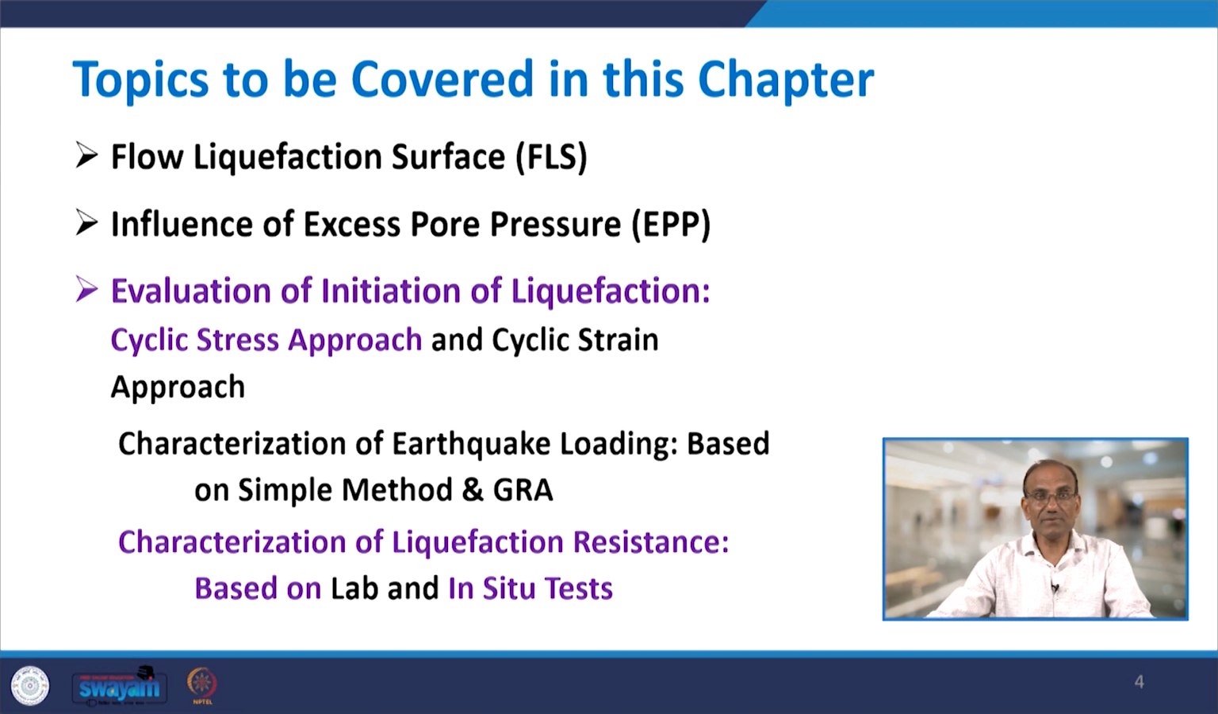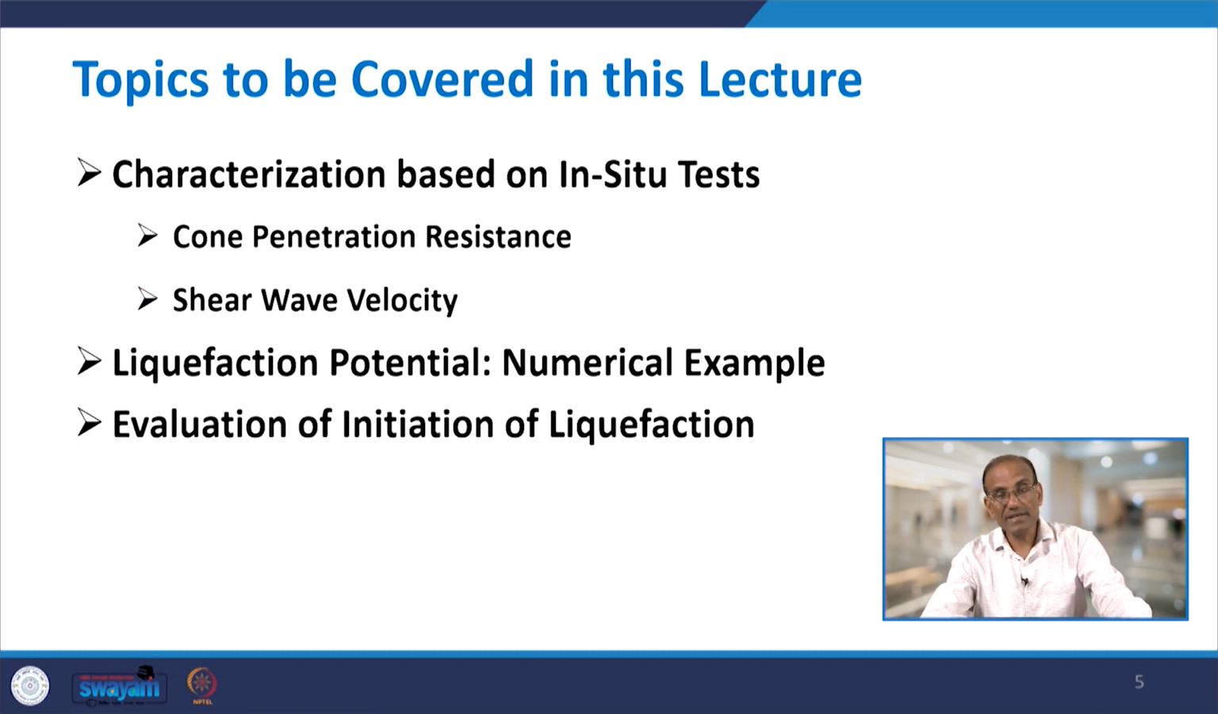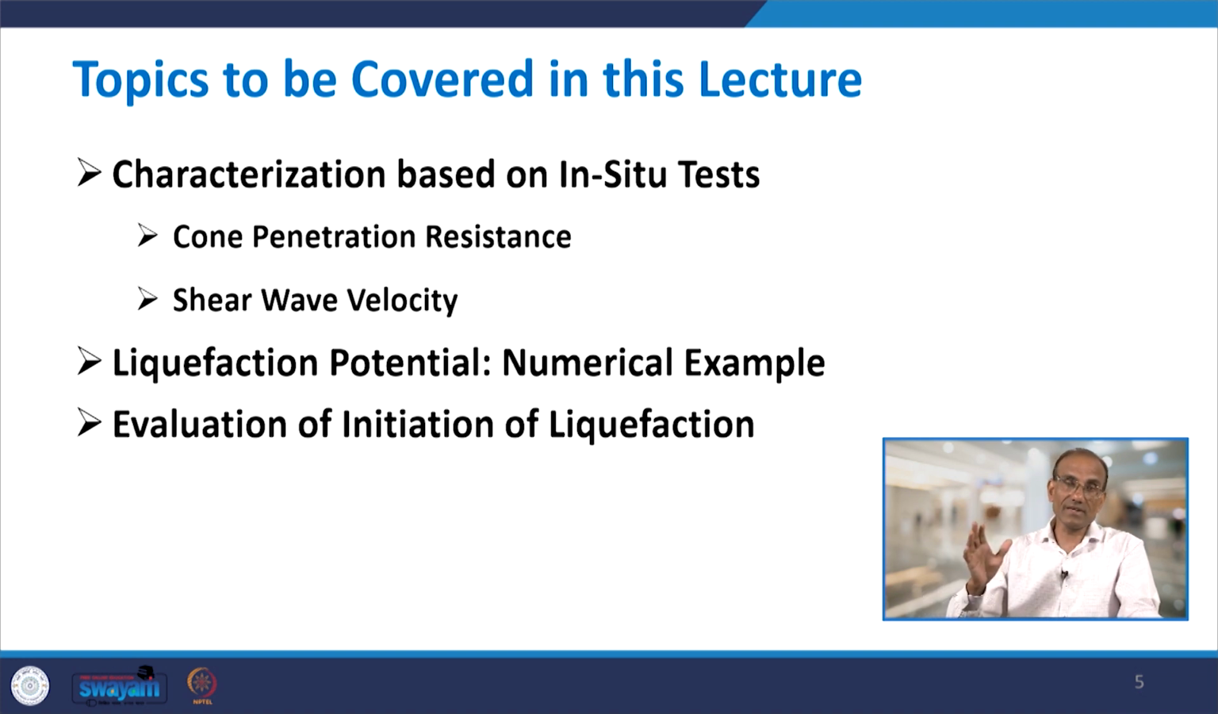In the last lecture, lecture 37, we started characterization of liquefaction resistance based on lab as well as in-situ tests. We continued with the in-situ tests and covered the SPT, standard penetration test data. Today we are going to talk about two field tests: the cone penetration resistance test and the shear velocity test. Once characterization based on in-situ tests is over, we will work through a numerical example of how to calculate the liquefaction potential, and finally the initiation of liquefaction will be evaluated.